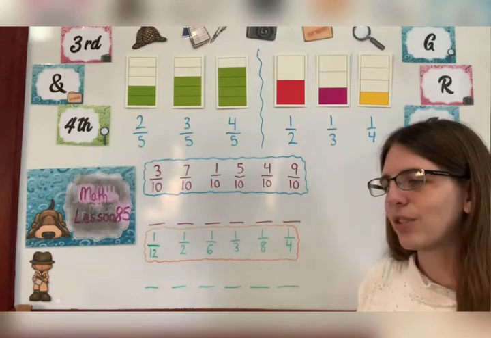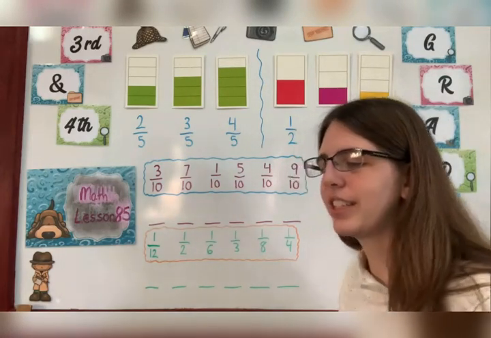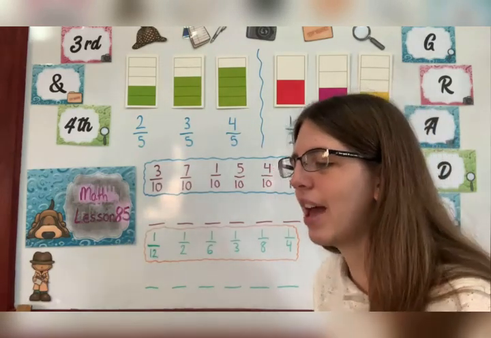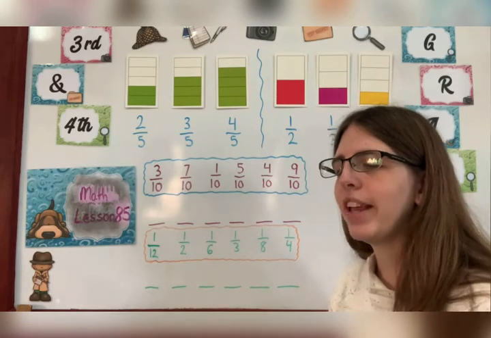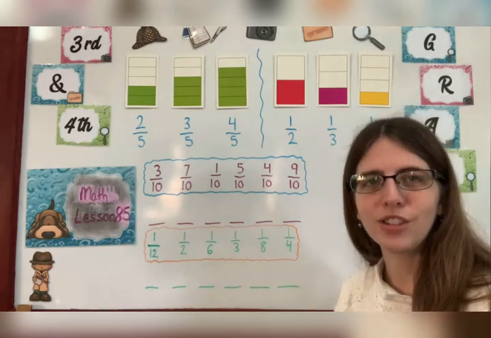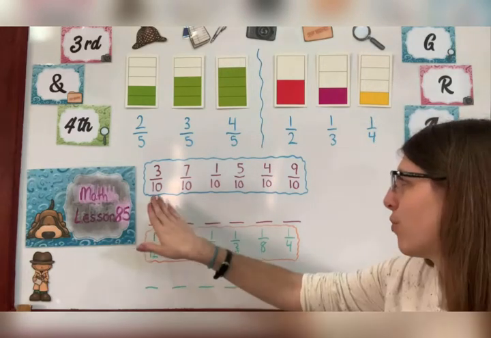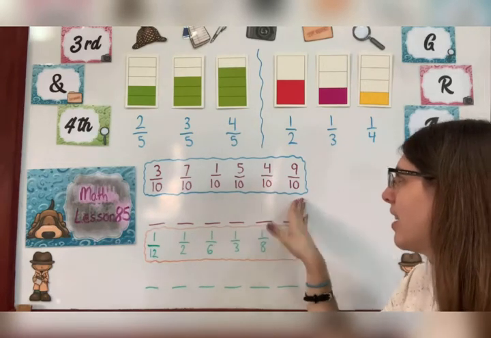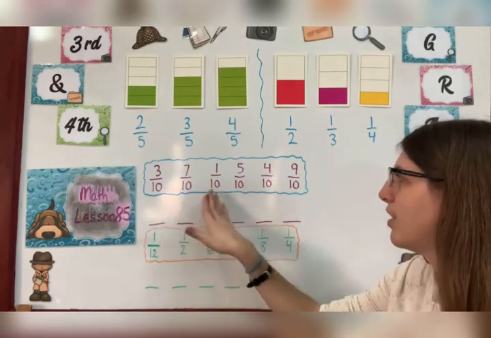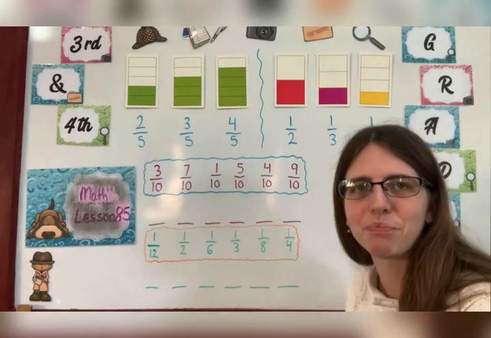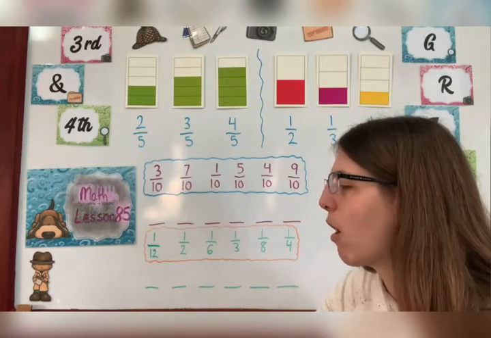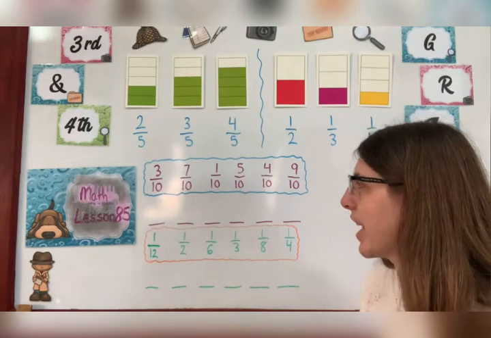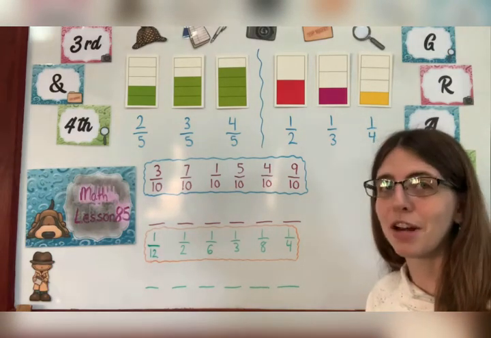Okay, let's look at exercise 1. It's on page 169. We're on pages 169 to 170 today, so go ahead and make sure you have that. Exercise 1 says, write these fractions in order from smallest to largest. So you have 3/10, 7/10, 1/10, 5/10, 4/10, 9/10. For each of these fractions, notice that the denominator is the same. So to write them in order from smallest to largest, I'm going to look for the smallest numerator. The denominators are all the same.